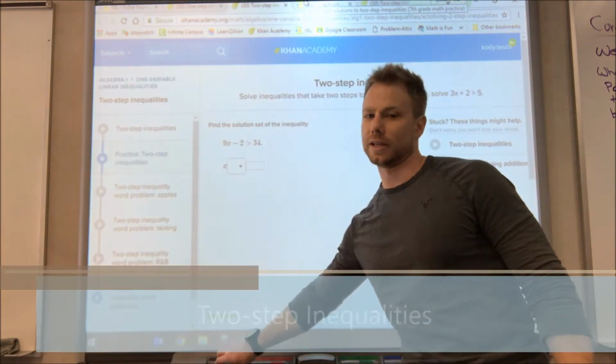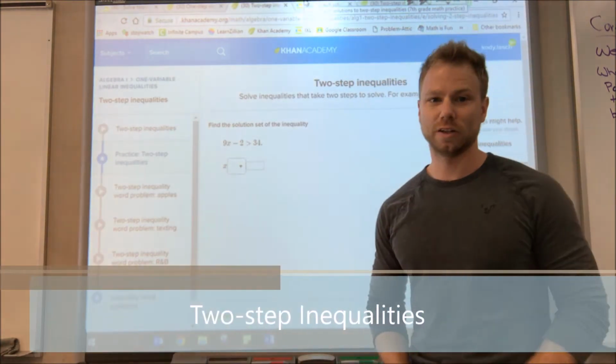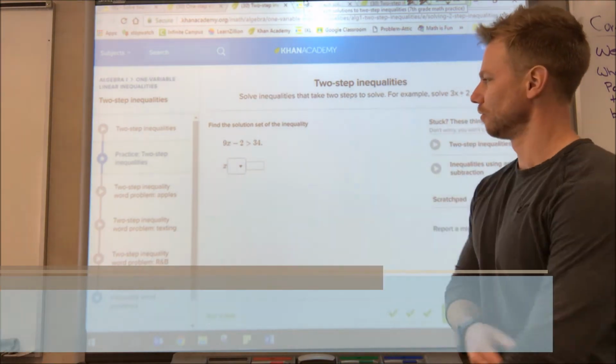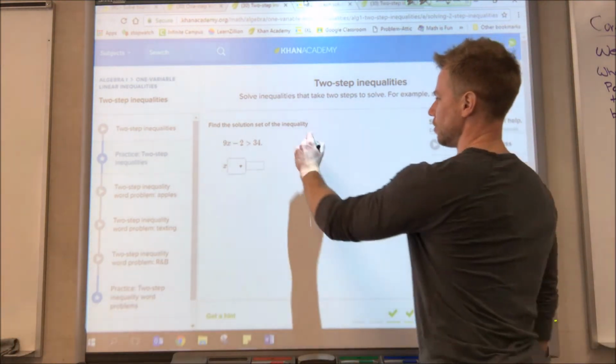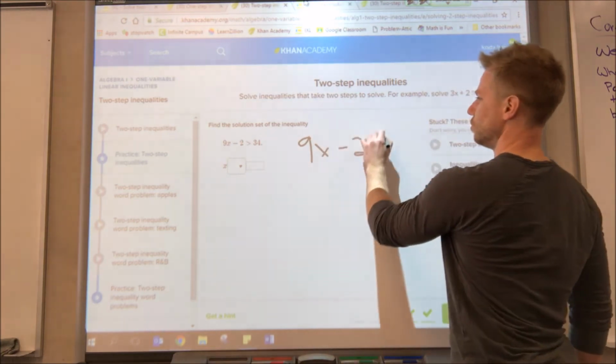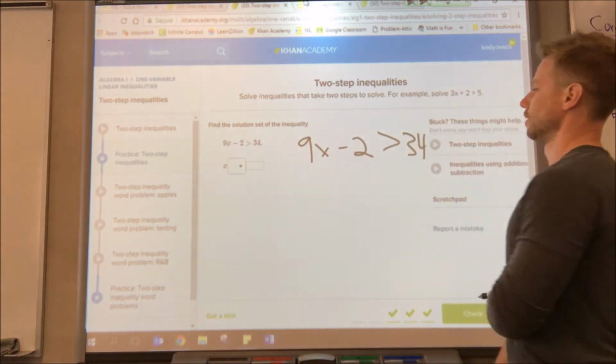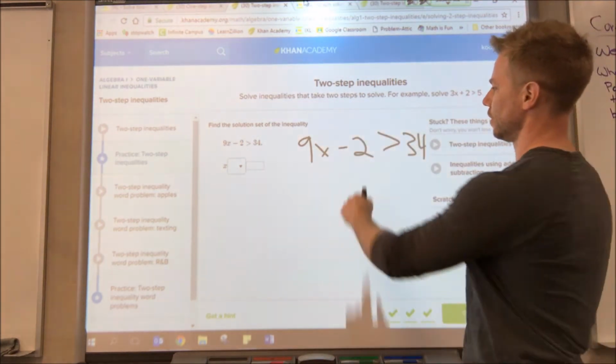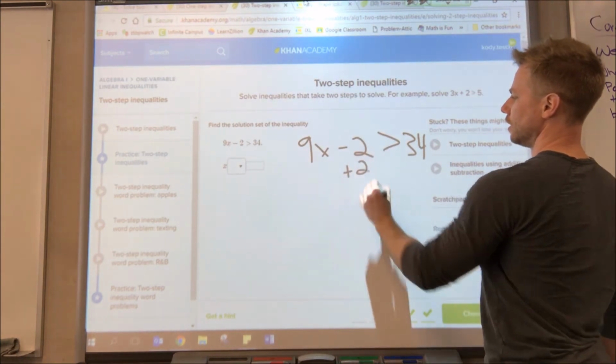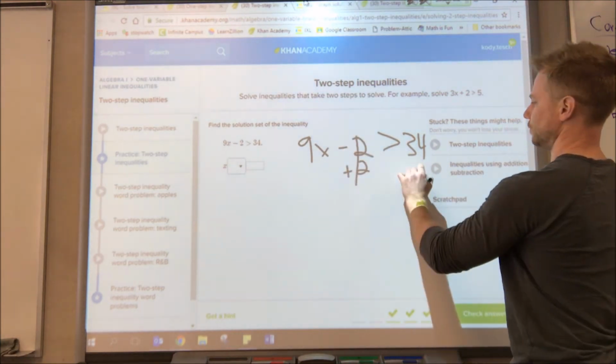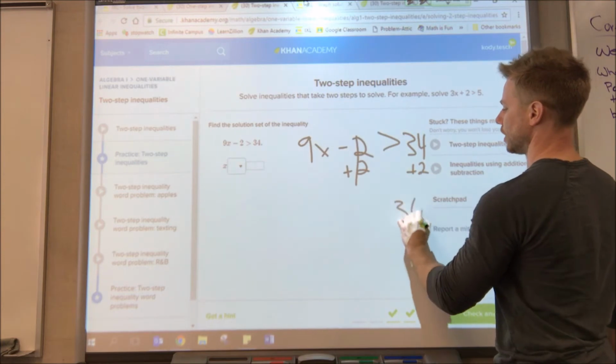Same process, but the inequalities are getting a little bit more complex, few more steps. So 9x minus 2 is greater than 34. Again, we're going to get x by itself, do the opposite of what we see. We're going to add the 2. What we do to one side, we do to the other side.